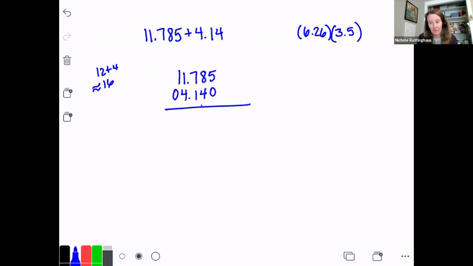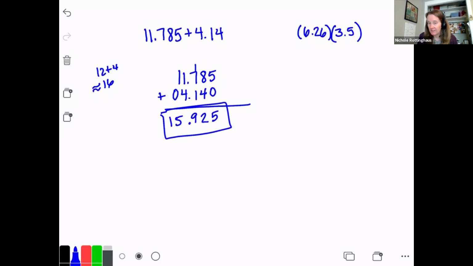It is important, this one on the right though, to make sure that you have that decimal point lined up, and you know that I'm going to add 5 plus 0, okay? And then 8 plus 4 is 12, carry the 1, 9, carry down my decimal point. And then 11 plus 4 is 15. So my answer is 15.925, which makes sense. That's reasonable. I said it was going to be somewhere around 16, and my answer is pretty close to 16. Okay. All right. Now let's look at the second problem here.